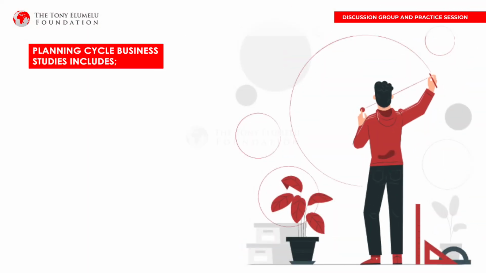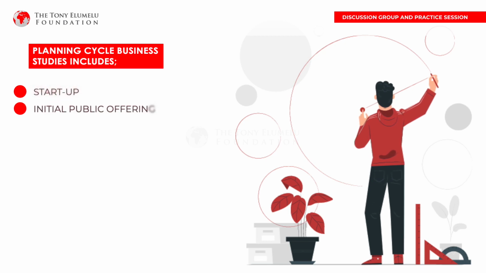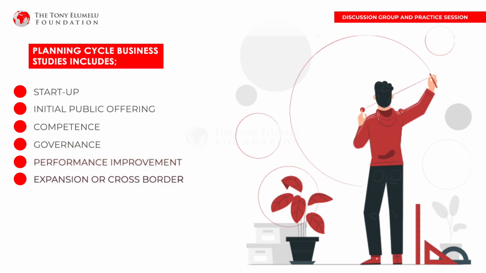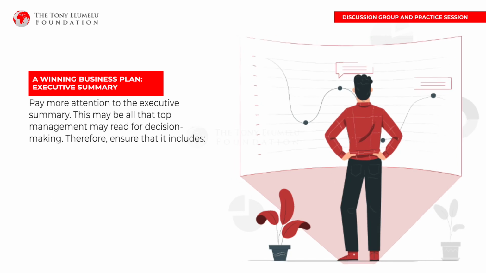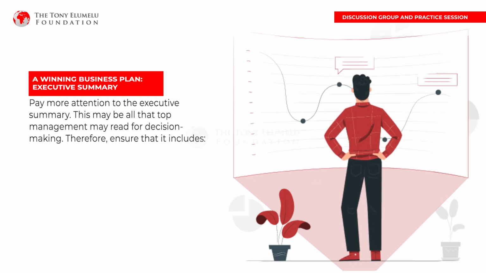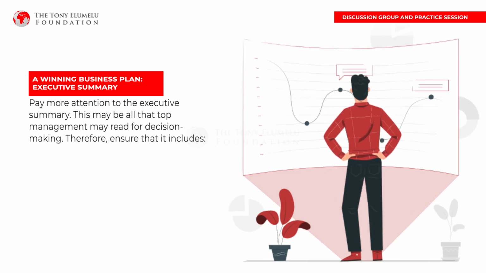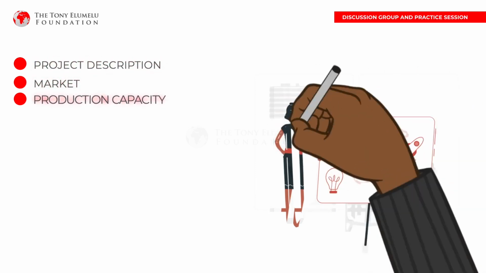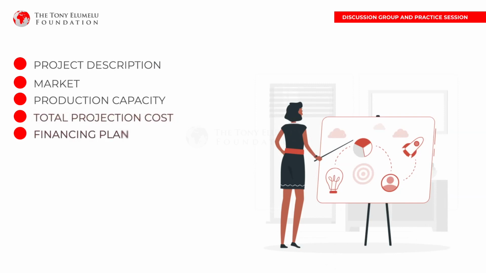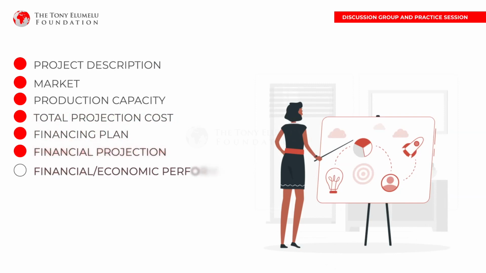Planning cycle business studies include startup, initial public offering, competence, governance, performance improvement, expansion or cross-border, crisis management, tax planning, succession planning, exit strategy. A winning business plan. Executive summary. Pay more attention to the executive summary. This may be all that top management may read for decision making. Therefore, ensure that it includes the following: project description, market, product capacity, total projection cost, financing plan, financial projection, financial and economic performance indicators. Conclusion.